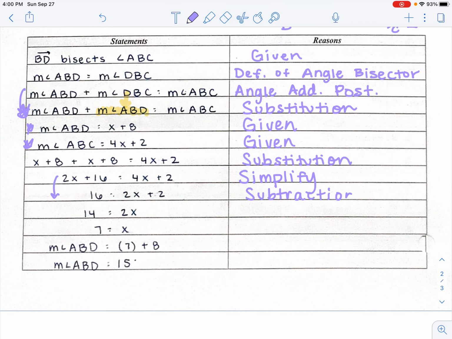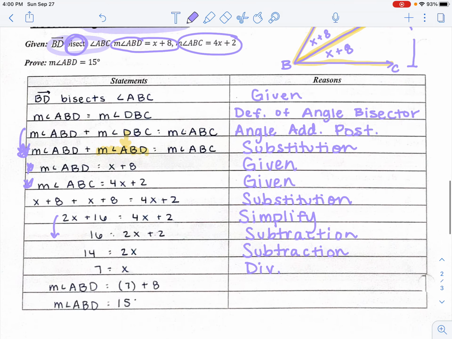Whoops, sorry guys. All right, after that, it looks like they subtracted that 2 from both sides as well. So it looks like it's another subtraction. It looks like we then divided by 2. Okay, and remember, we weren't trying to solve for x.